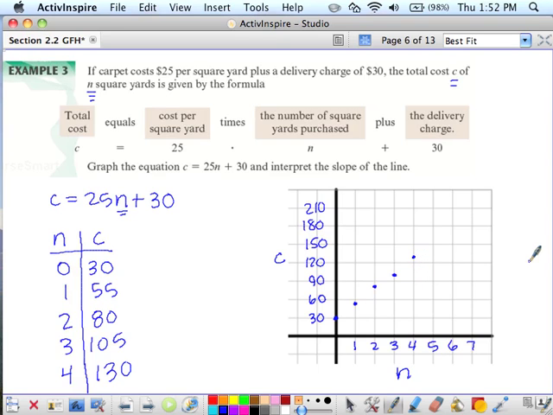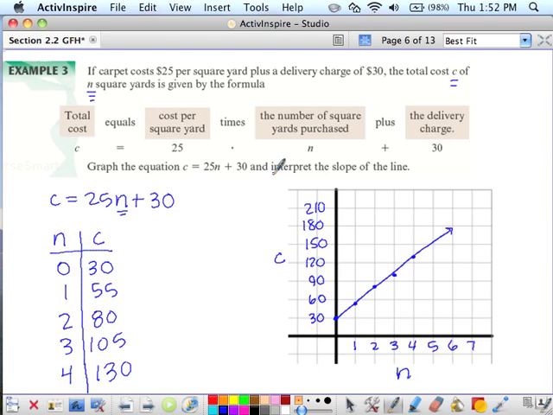And you can see that that makes a pretty decent line, and that's what we were expecting our trend to be because it was modeled by a linear equation. So here's a line with a positive slope. Now notice, I don't extend beyond this point right here because that would take me into the negative numbers of square yards. So we want to stay with strictly positive over here.